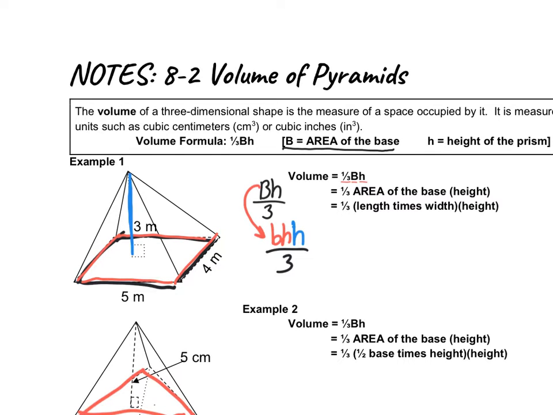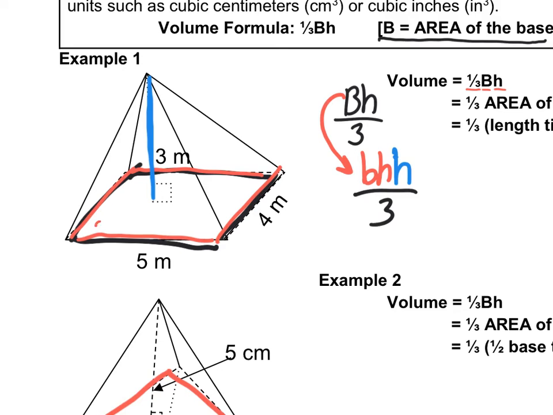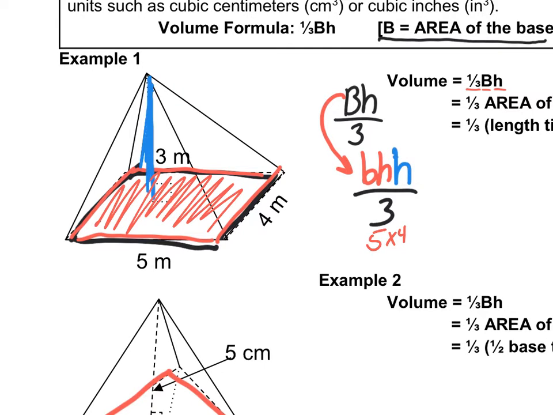So I'm going to keep moving on with the same thing. I'm just going to work right below it. For the pyramid, the base and the height of that rectangle, again, for the area of this part right here, we are going to do 5 times 4. Then we are going to multiply it by the height of the pyramid, which is 3. And our final step is going to be to divide by 3.